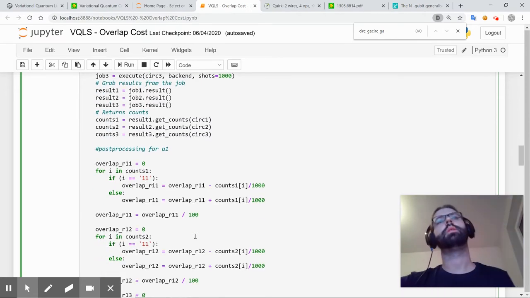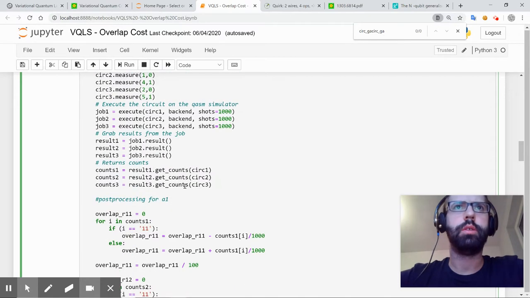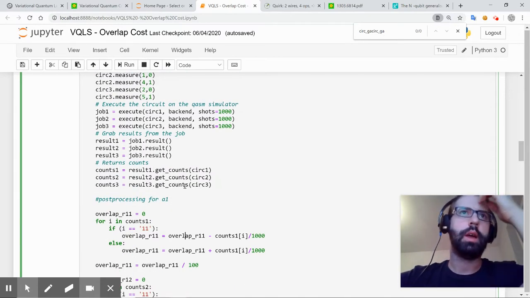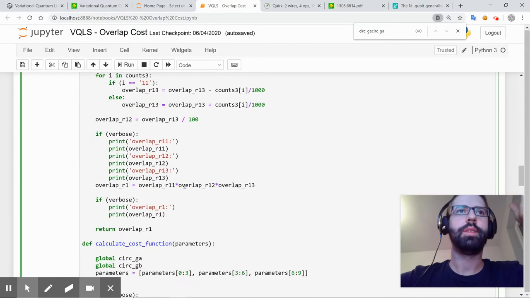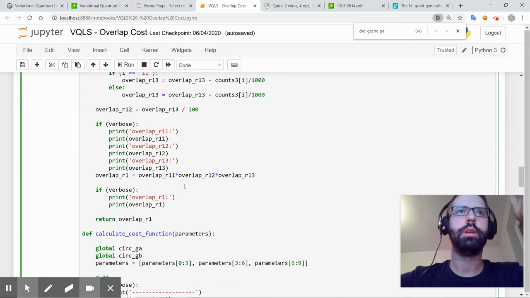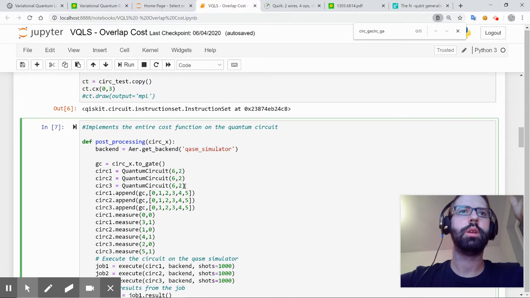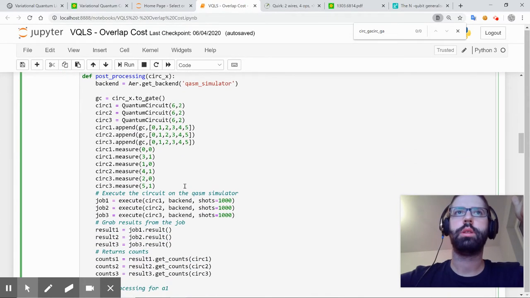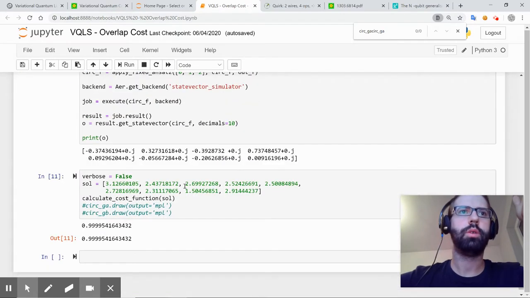I mean, those are exact probabilities. No, it seems to be okay, right? So it seems to. I mean, let's try one thing. Let's try one really stupid thing, which is a circuit. Let's try one stupid thing, okay? So calculate cost function of the solution.